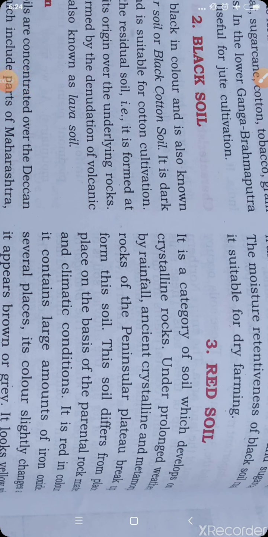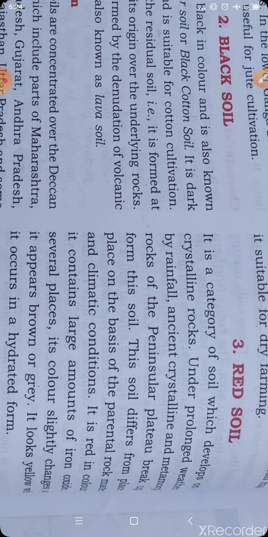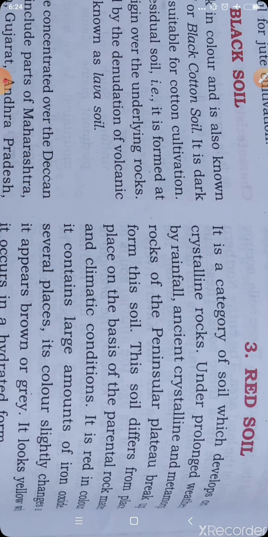Dear students, red soil is on page number 108. You can open your books with me and pay attention. By the time I'll be reading, I'll be explaining also. So listen carefully, and at the same time keep your finger in the book itself, where you can go with me word by word. I hope all are with me here.